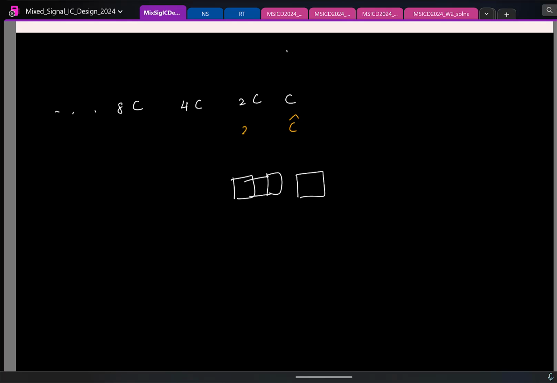Now ideally, if this also becomes 2 times C hat, we are set. We just want the ratio to be 2, but there can also be a mismatch here. So this can be 4 C hat plus some delta C2 and so on. So that is the next issue we'll look at, the capacitor mismatch.